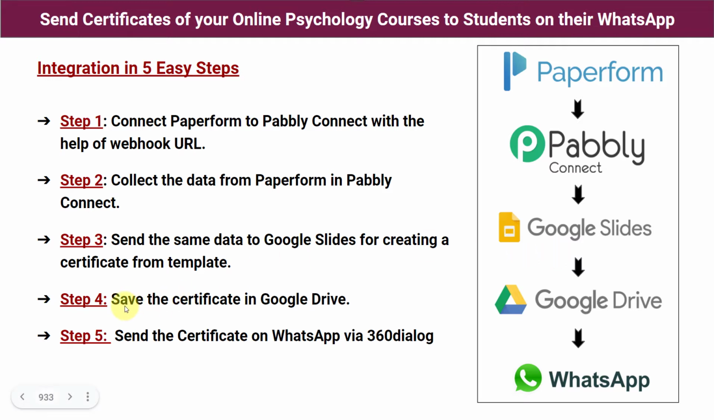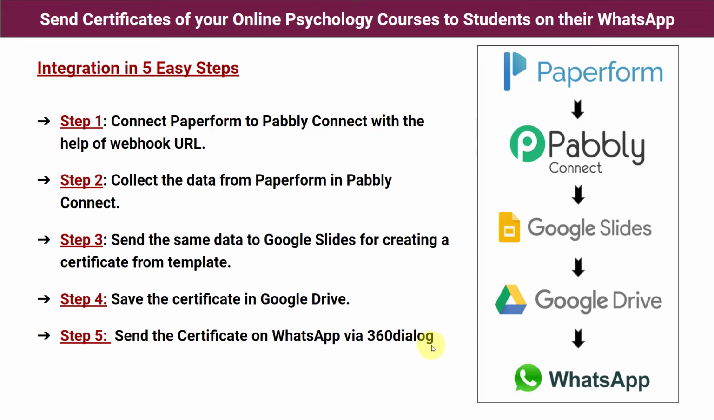And step 4 is save the certificate in Google Drive. So in this step, we are going to save the certificate here and generate a link of the certificate. Step 5 is send the certificate on WhatsApp via 360 Dialog. So finally, we are going to send the certificate on the WhatsApp account of the student. And to do this, we are going to use another application which is 360 Dialog. So I'll tell you what 360 Dialog is later on in this video.